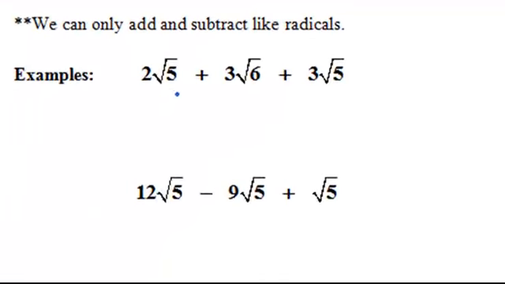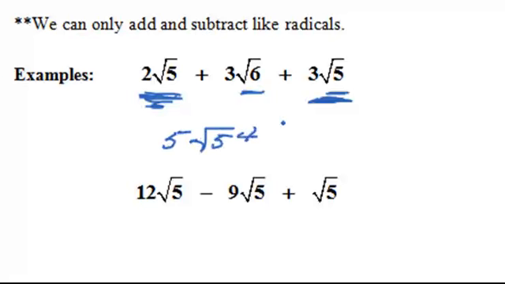So looking at the first example, I have 2 of these, plus 3 of those, and then 3 of these. So which ones can we combine? Now first and last, these are like terms because they have exactly the same radical. They're both square roots and the same radicand. Now think of this like you do algebra. 2 of these plus 3 of these is? So we have 5 of those now. Can't do anything more with this. We're done.